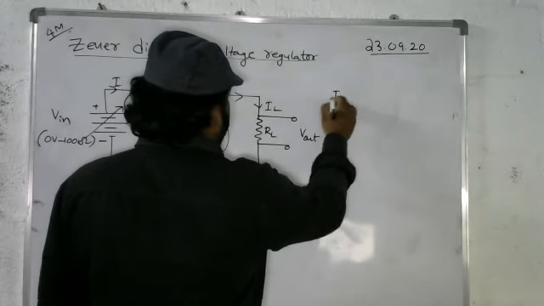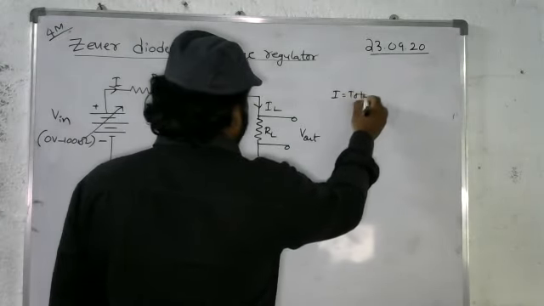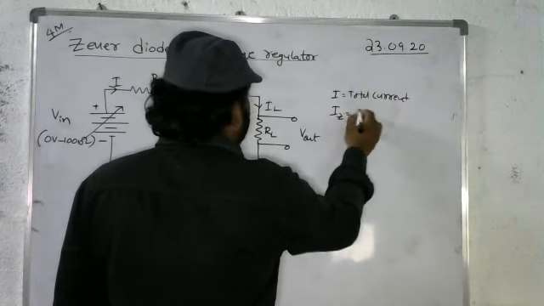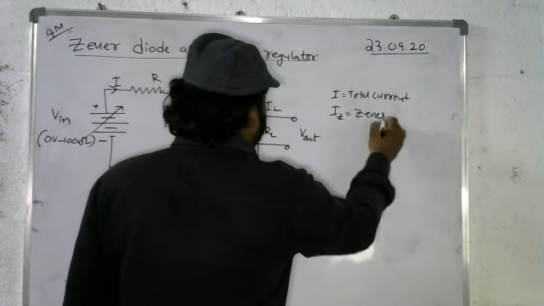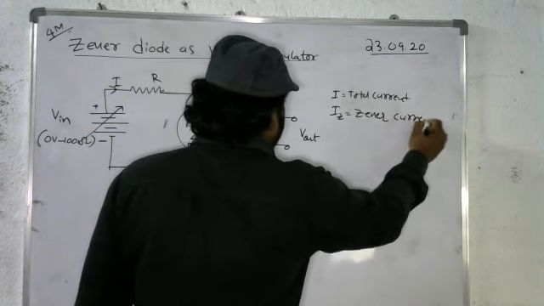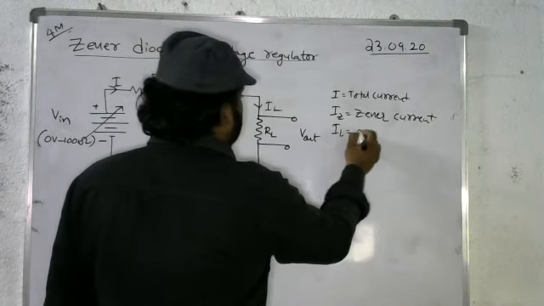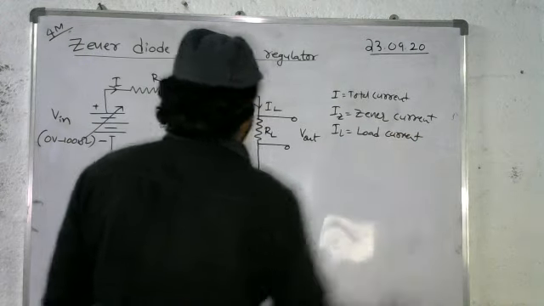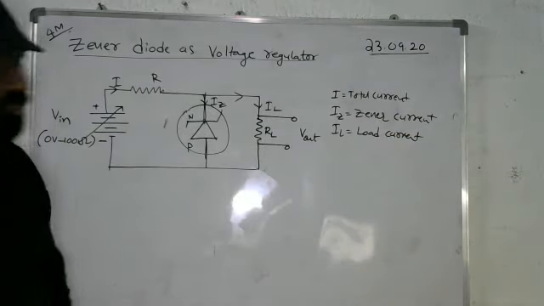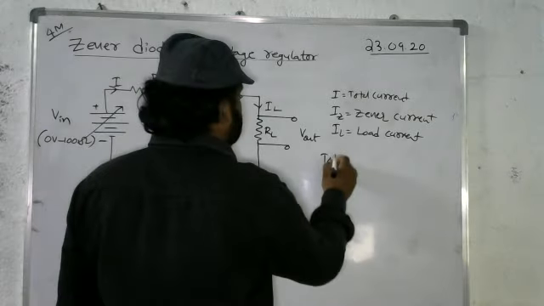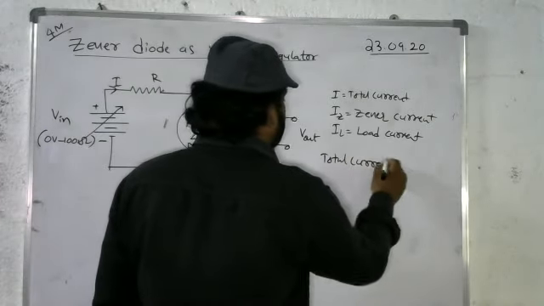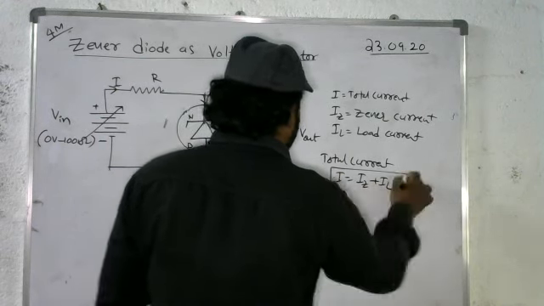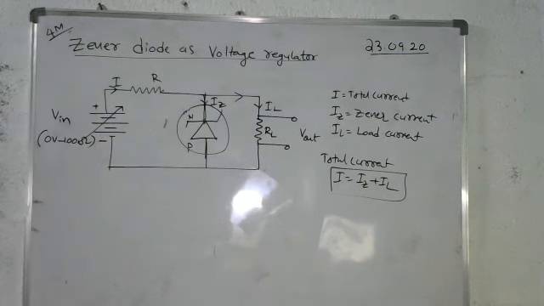Where I is the total current, IZ is the Zener current, meaning the current passing through the Zener diode. That is called Zener current. And next, IL, the current passing to the load resistance, is called load current. The total current I is always equal to IZ plus IL.